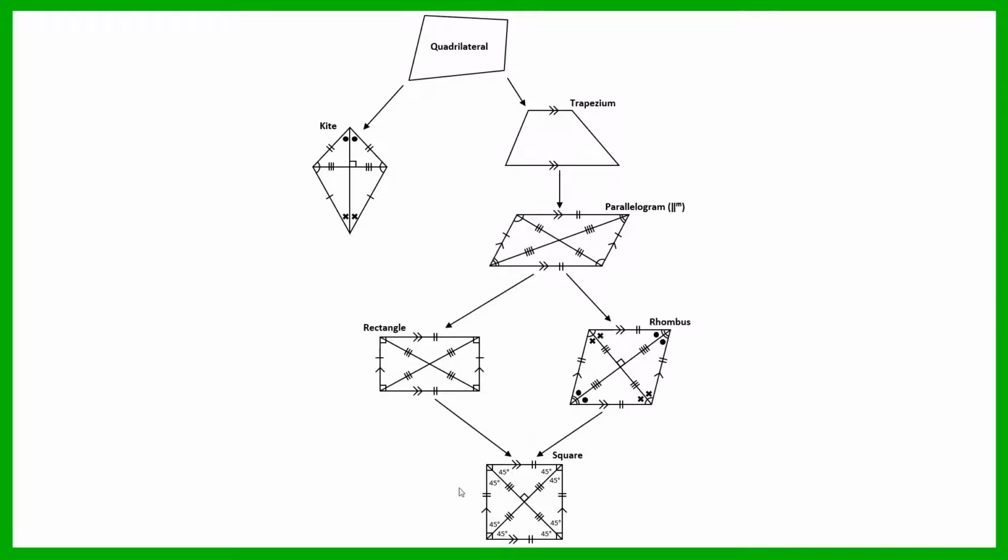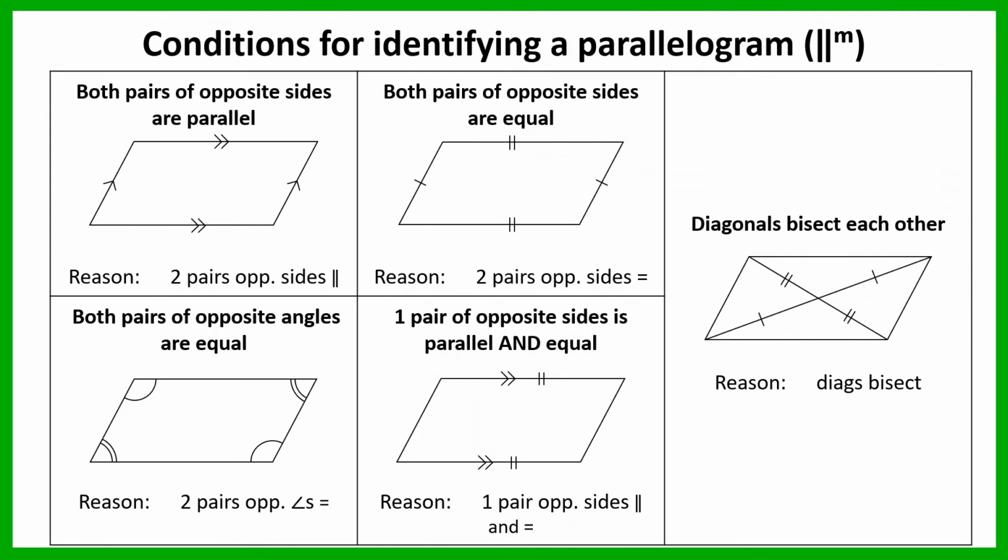But when you put those together, you get the square. Now we're going to go on to the conditions for proving that a quadrilateral is a parallelogram. There are 5 different methods that you can use to prove that a quadrilateral is a parallelogram.